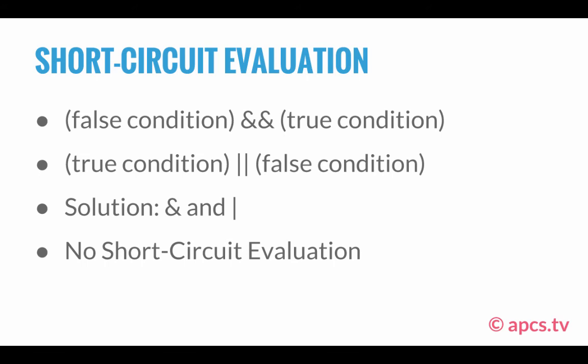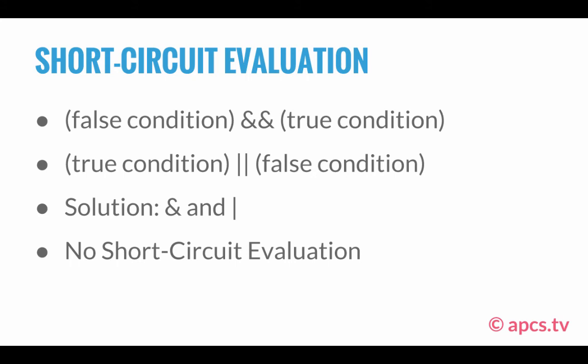So if you put a false condition with a single AND and a true condition, it would still look at both conditions even if the first condition was false. Same thing for the single vertical line. That's why short circuit evaluation is sometimes a problem for programs, and these are the two symbols that are used to avoid it. Keep in mind that I've gone over short circuit evaluation, which is a part of the AP Computer Science exam, but these two symbols, the single AND and single vertical line, are not part of it.